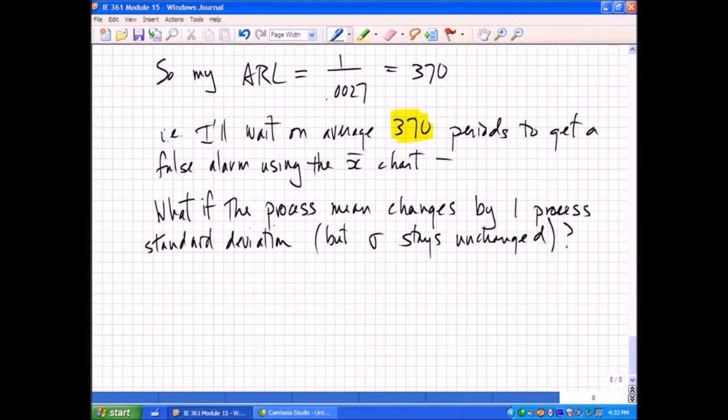The idea is that that's not a good circumstance. Something has changed in the process. We would hope that the control charting scheme would tell us about that, and hopefully what that's going to mean is that we get an average run length that is not 370, but is smaller than 370. So we hope for a small ARL under this circumstance.